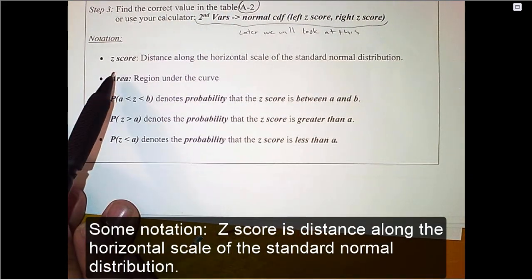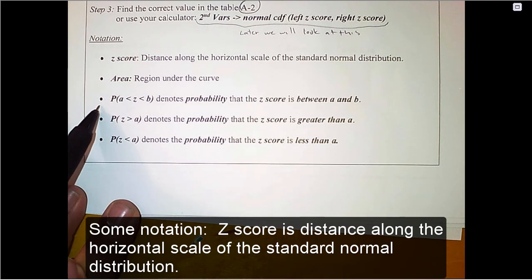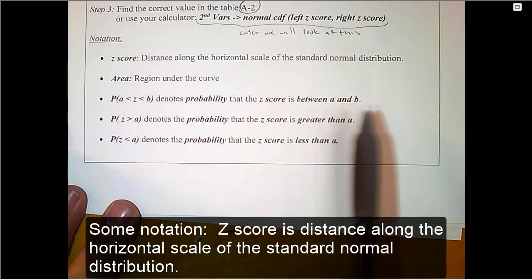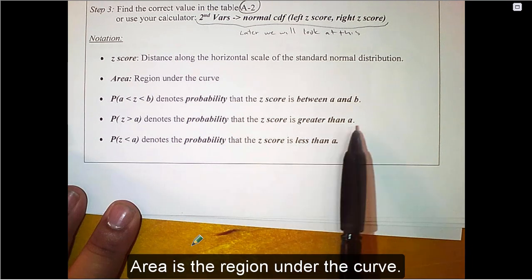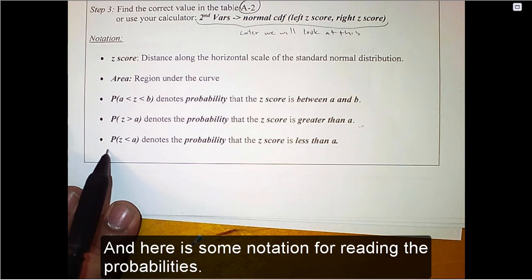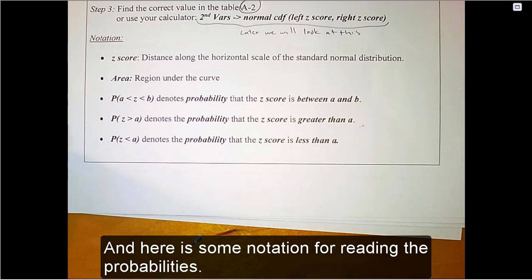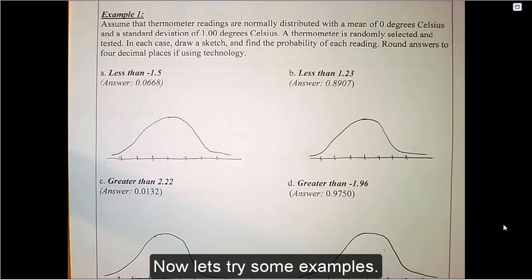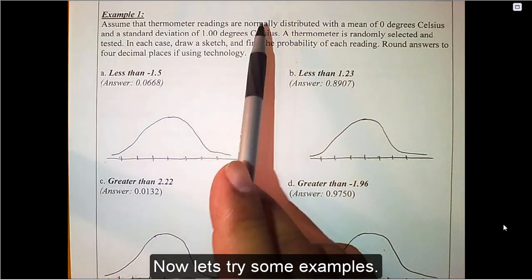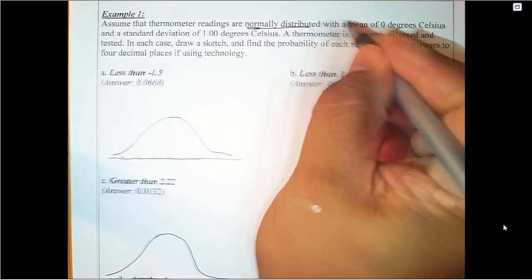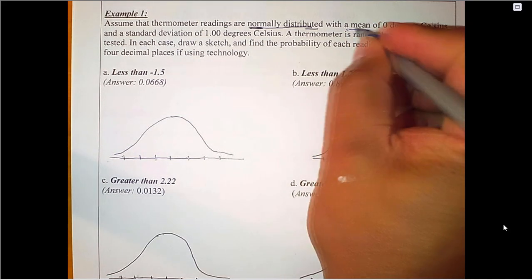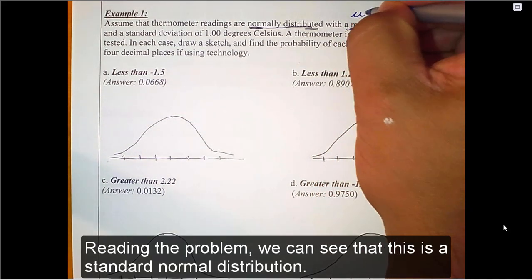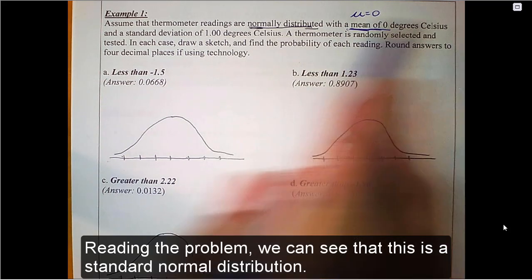Some notation. Z-score is the distance along the horizontal scale of the standard normal distribution. Area is the region under the curve. And here is some notation for reading the probabilities. Now let's try some examples. Reading the problem, we can see that this is a standard normal distribution.